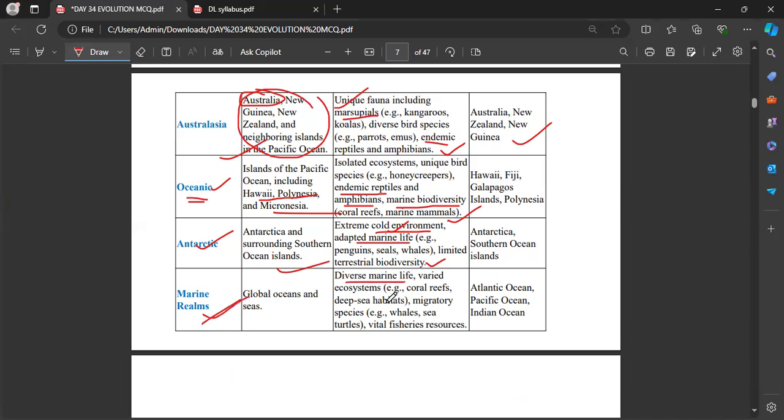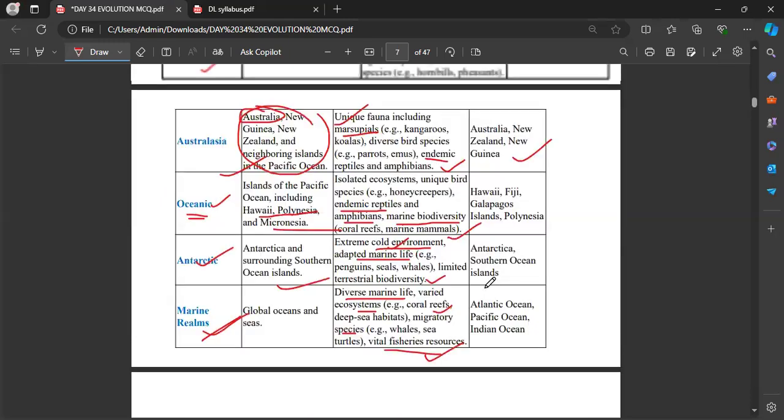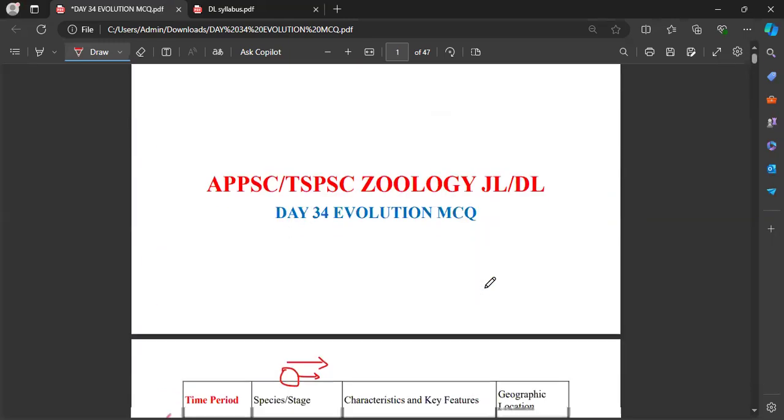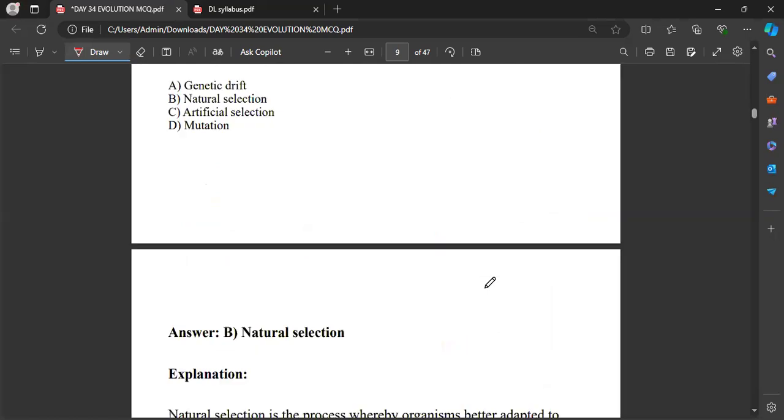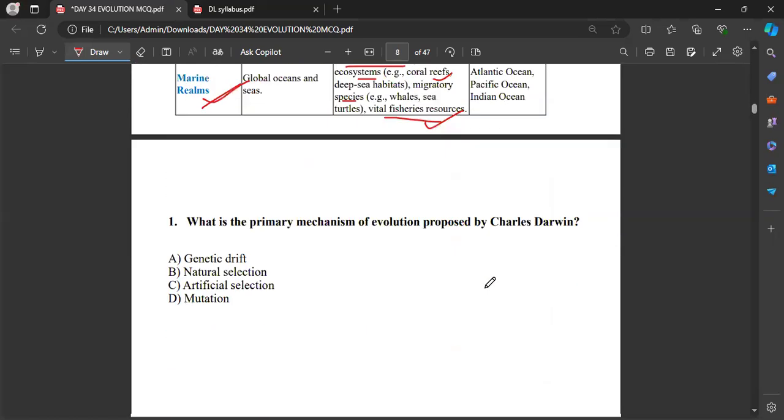Then marine realms: diverse marine life, a variety of ecosystems can be seen, and we also find the coral reef here. Migratory species and vital fishery sources. As it is marine, we have fisheries resources also, right? That's all about the topic in the evolution. So we'll solve some of the questions.